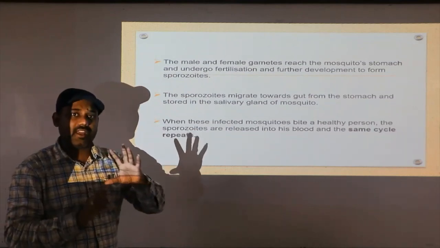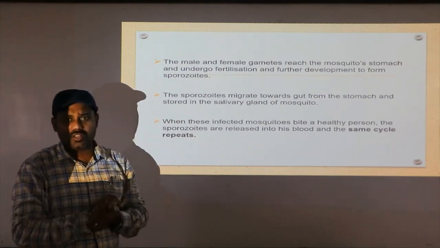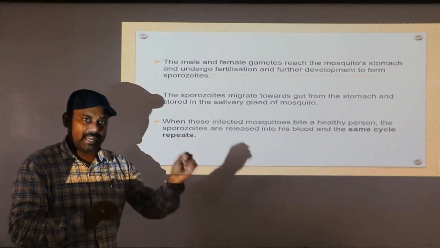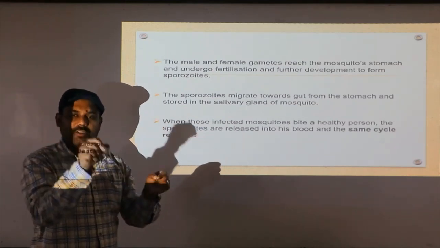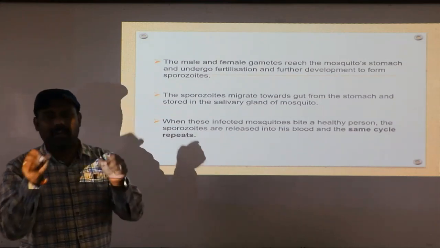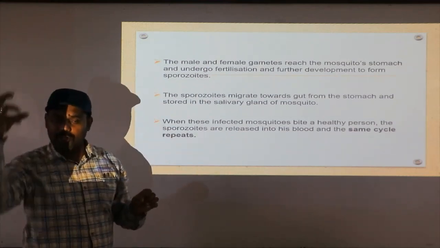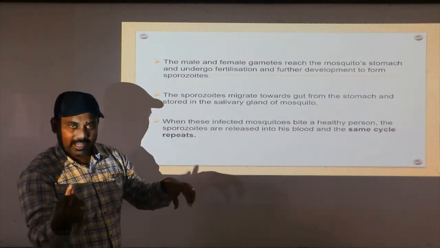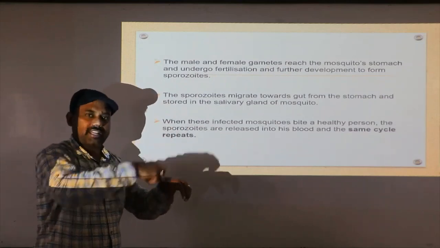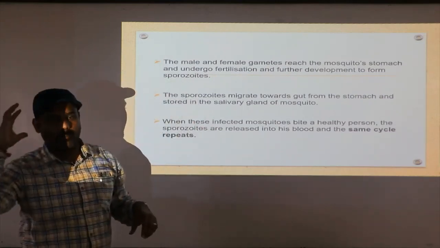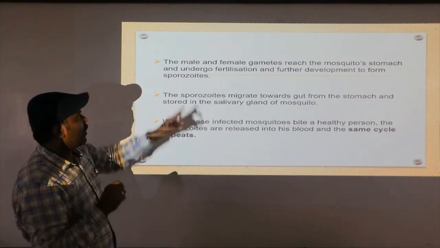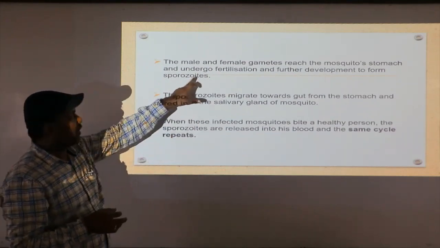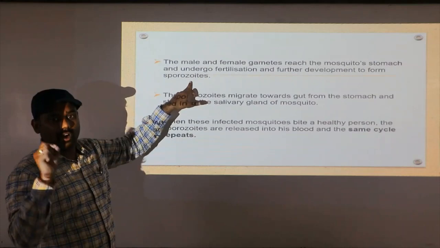So within the second RBC, they undergo sexual reproduction and produce respective gametes, that is male and female gametes. Now the infected person's blood contains male and female gametes of the parasite. Again, when a fresh mosquito bites this infected person, it sucks the blood as its meal. Along with the blood, these male and female gametes enter into the mosquito's body. Within the mosquito's body, they undergo fertilization and further development to form sporozoites. Clear? Now the sporozoites are present within the stomach of the mosquito.